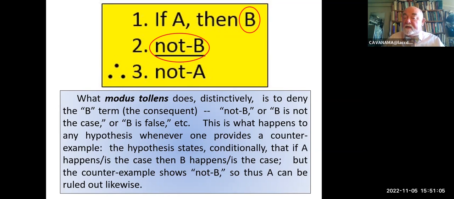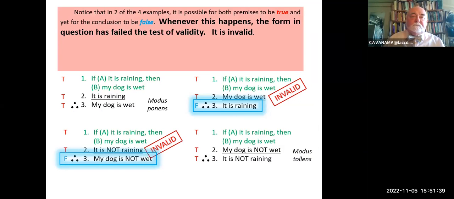This is what happens to any hypothesis when one provides a counterexample. The hypothesis states conditionally: if A happens, A is the case, then B happens, B is the case. But the counterexample chose not B, so A could be ruled out. We're going to come back to this again and again. Karl Popper makes a great deal of this, as you can see, the whole critique of induction based on the properties of modus tollens. And I'm going to go on to say down the road, modus tollens is the single most common deductive fallacy, but we'll see why.